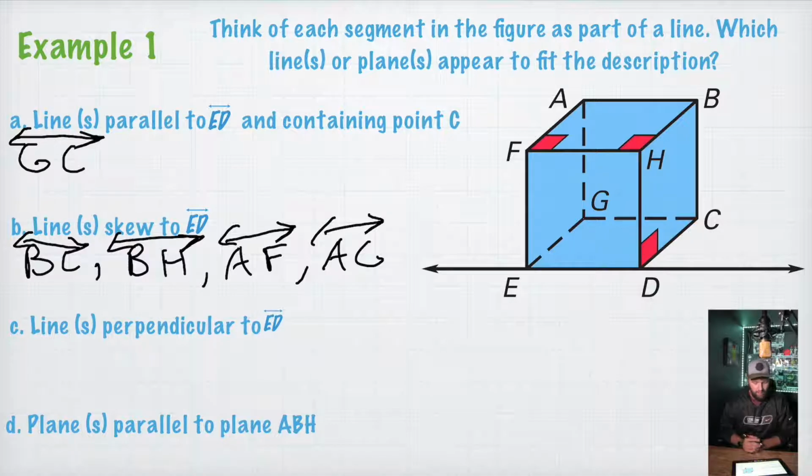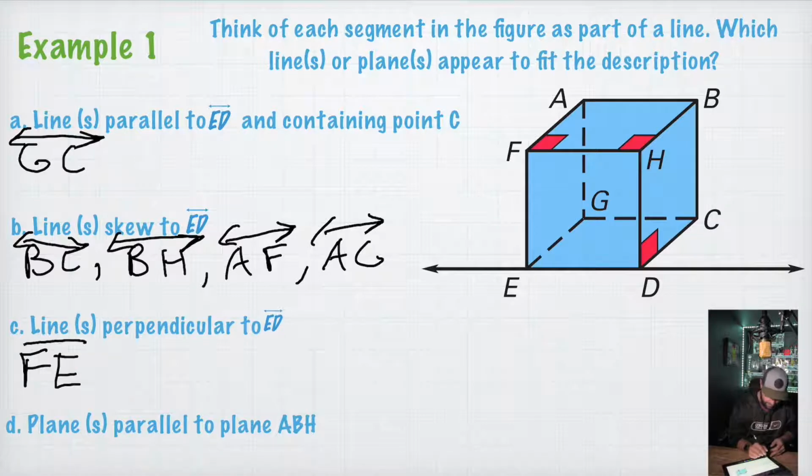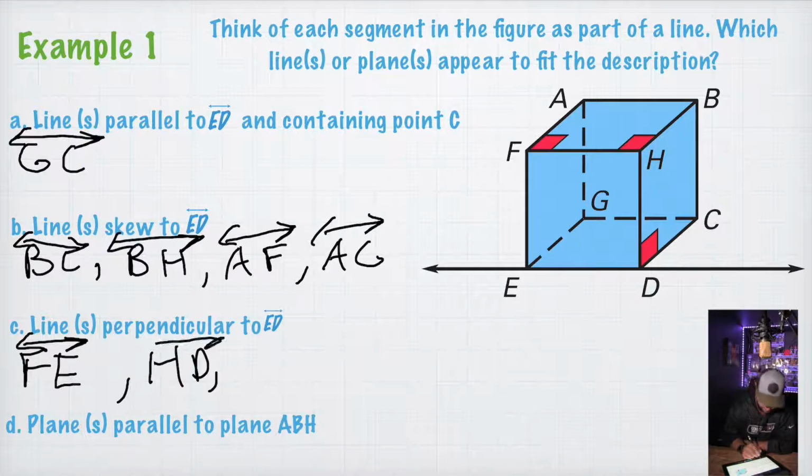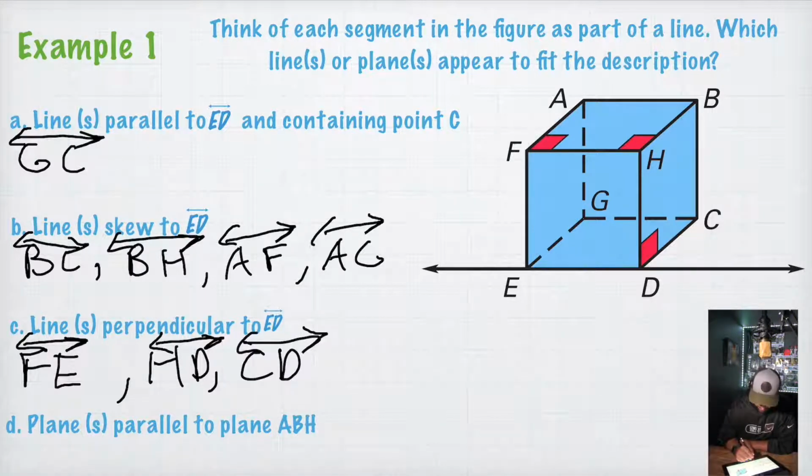Okay, lines that are perpendicular to ED. Perpendicular meaning forming a right angle with it. Lines perpendicular to ED would be lines FE and lines HD, lines CD, and lines GE.